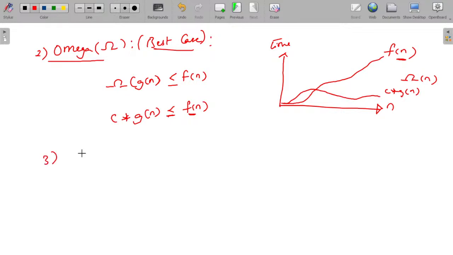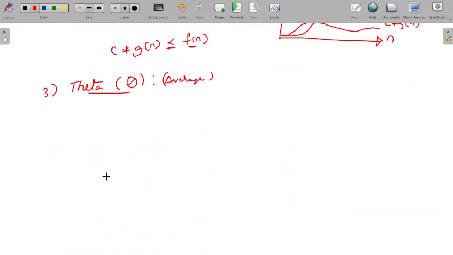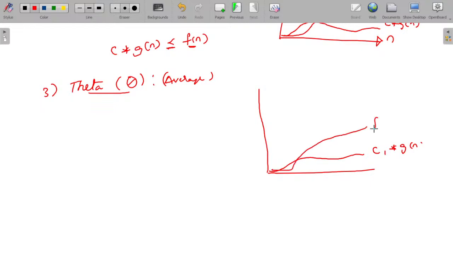Now we will discuss theta notation. Theta notation is used to represent the average case. It is going to use two bounds because it is the average case time complexity representation. The graph would look something like this. It takes a lower bound, c1 into g of n, and if you think this is the reality time f of n, and we have an upper bound which is c2 into g of n.